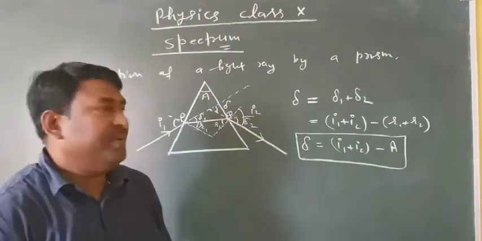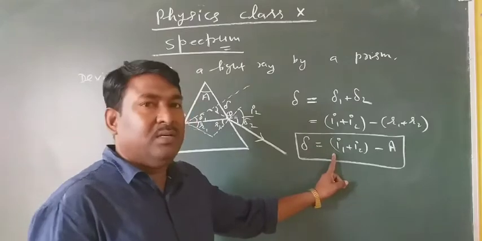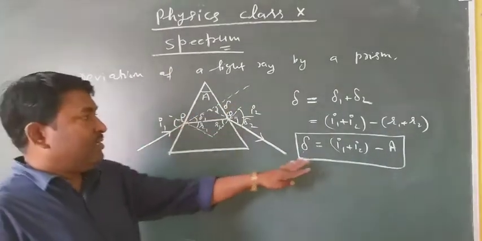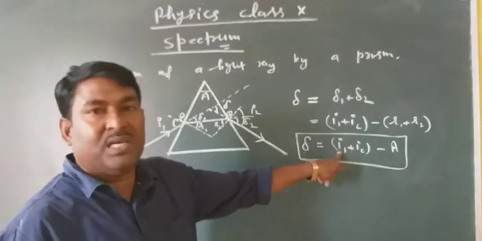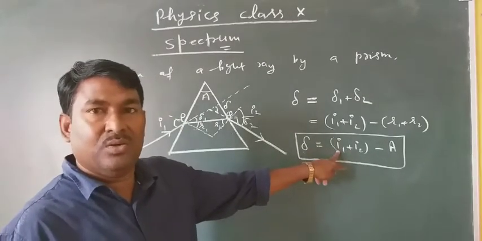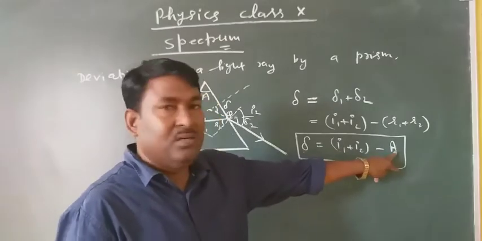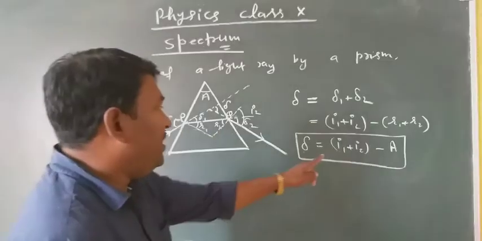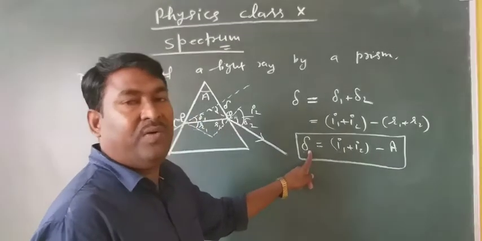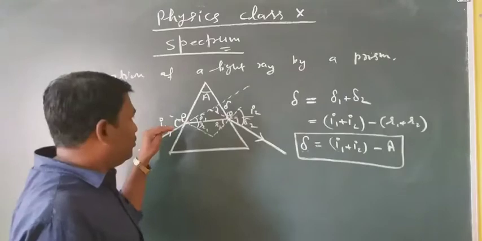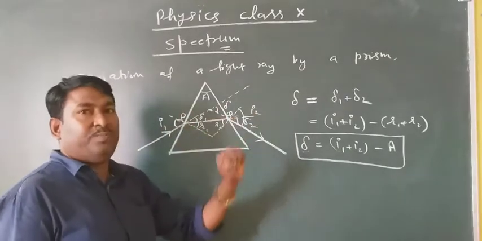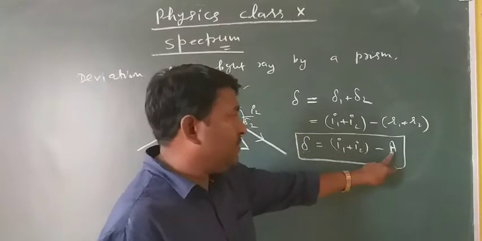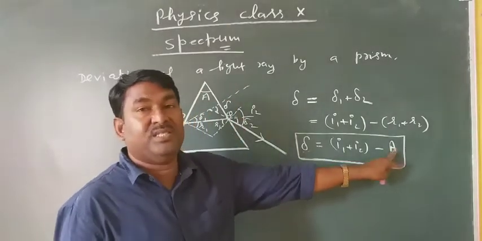deviation. From here it is quite obvious that the deviation of a light ray when it is passing through the prism depends on the angle of incidence at the first surface I1, okay, as well as what? Prism angle. So the deviation of a light ray passing through a prism depends on the angle of incidence at the first surface, and what is A? A is the prism angle.